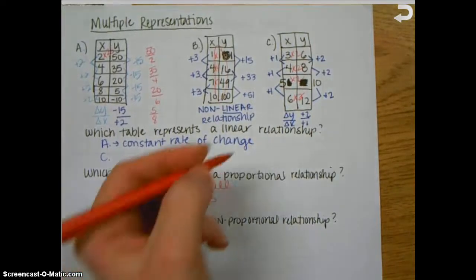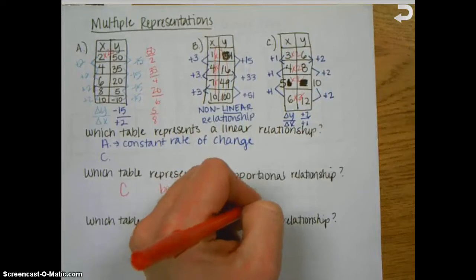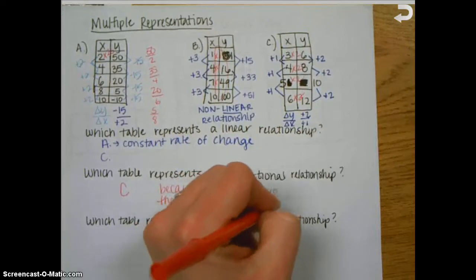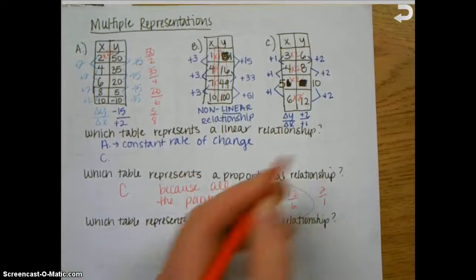are proportional. You could have 6 over 3, and that's equal to 8 over 4, which is equal to 10 over 5, which is equal to 12 over 6. All of these are equal to 2 over 1.